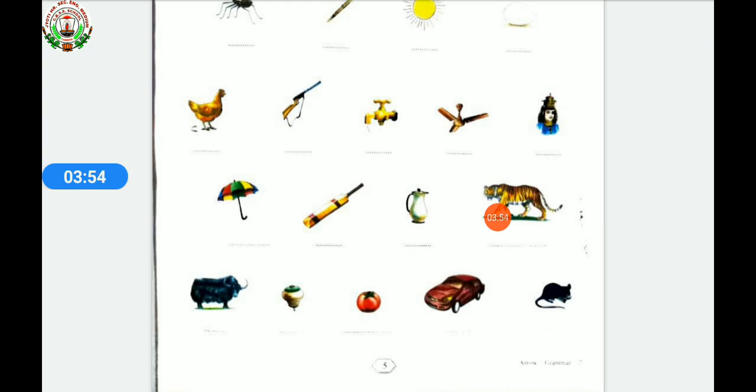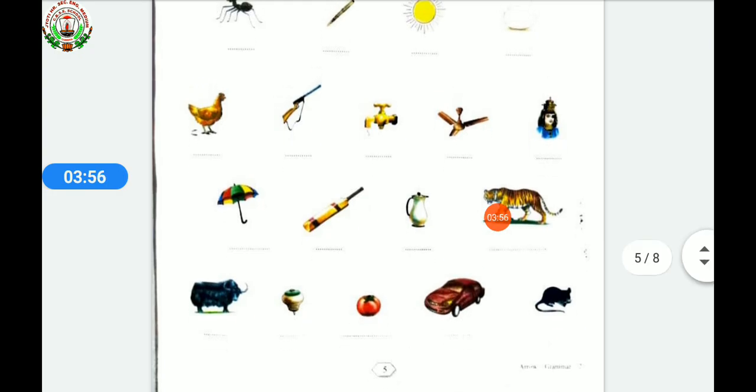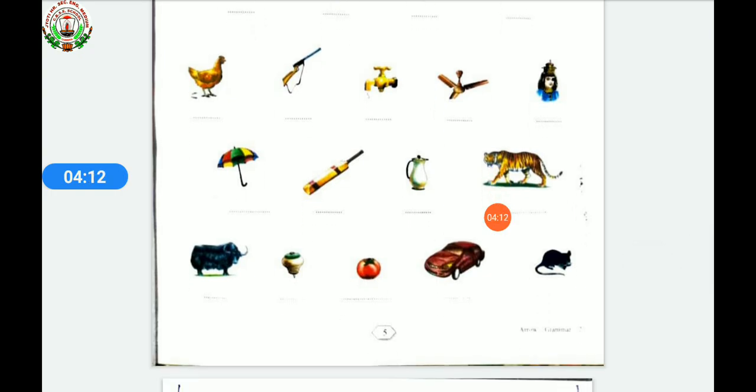After tap, the picture is of a fan. F for fan. F-A-N. Then comes the picture of a queen. Q-U-E-E-N, queen. After queen comes the picture of an umbrella. It starts with the letter U. U-M-B-R-E-L-L-A, umbrella.